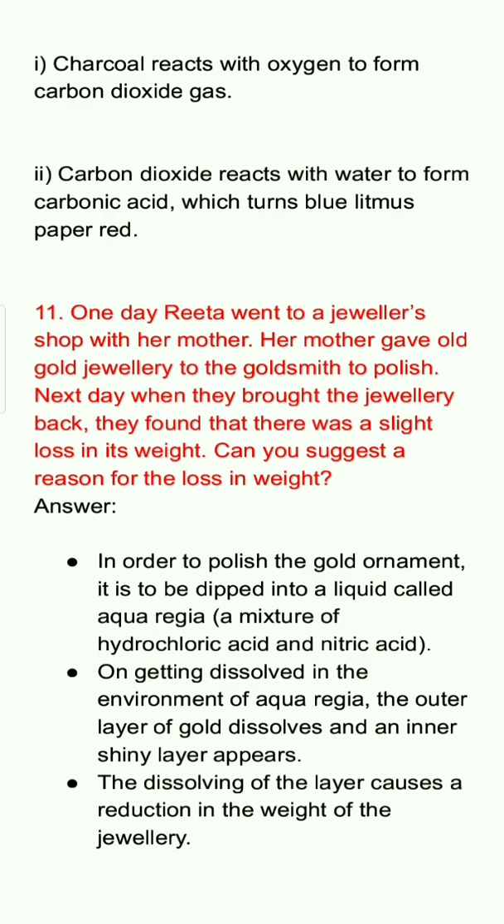Aqua regia is a mixture of hydrochloric acid and nitric acid. On getting dissolved in aqua regia, the outer layer of the gold dissolves and an inner shining layer appears. The dissolving of the layer causes a reduction in the weight of the jewelry.